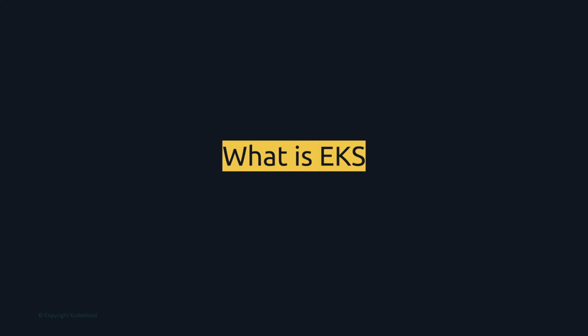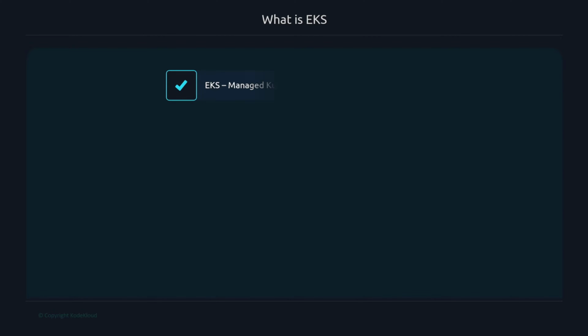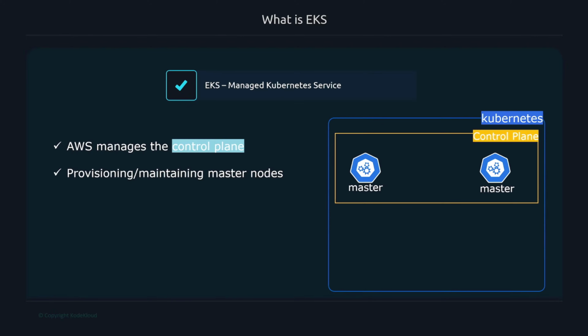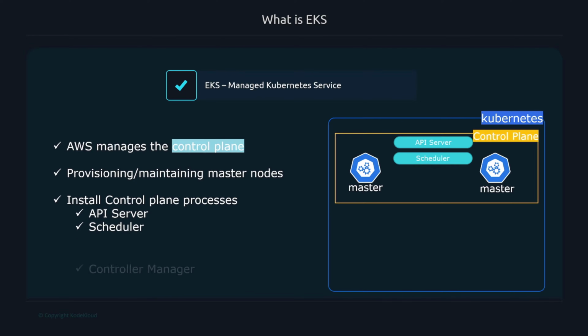So what is EKS? EKS is AWS's managed Kubernetes service. And if you don't know what a managed Kubernetes service is, it basically means that AWS is going to be responsible for managing the control plane of your Kubernetes cluster. So it's going to provision, maintain all of your master nodes for you. It's going to set that up. It's going to install all of the necessary control plane processes. So it's going to install the API server on those nodes. It's going to install the scheduler, the controller manager, as well as etcd.